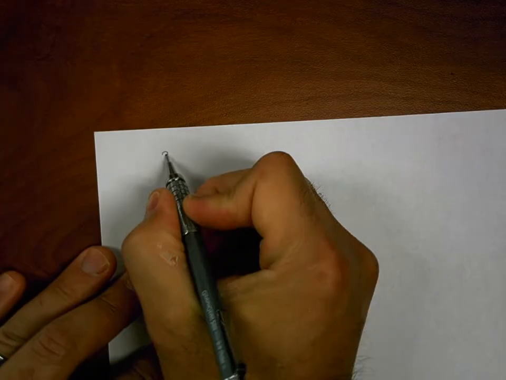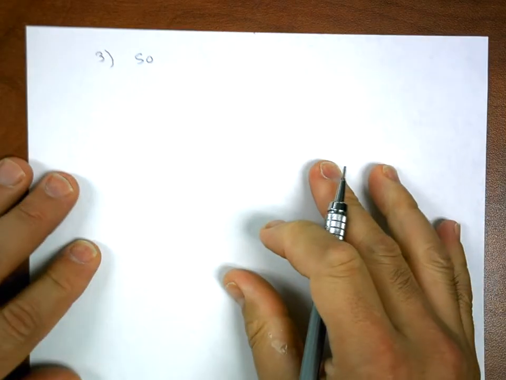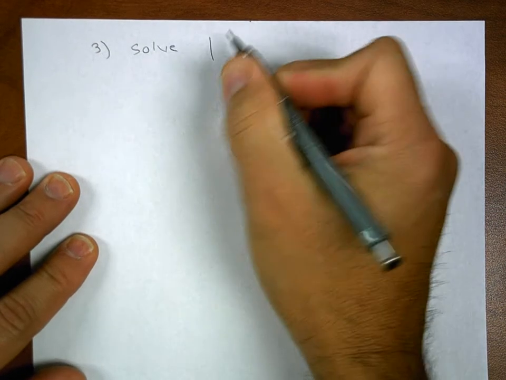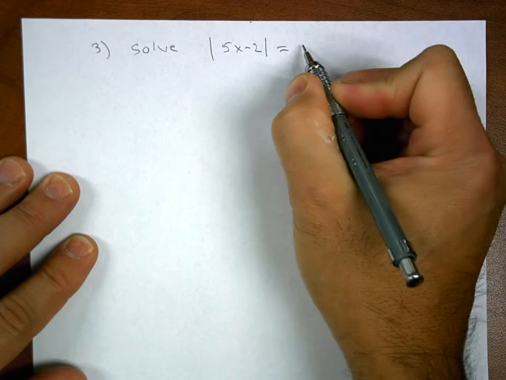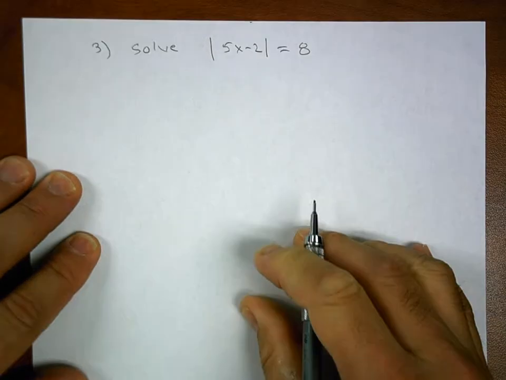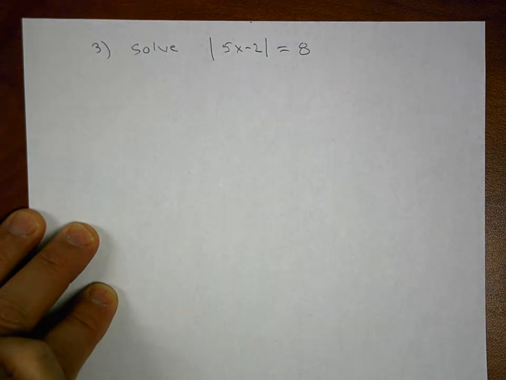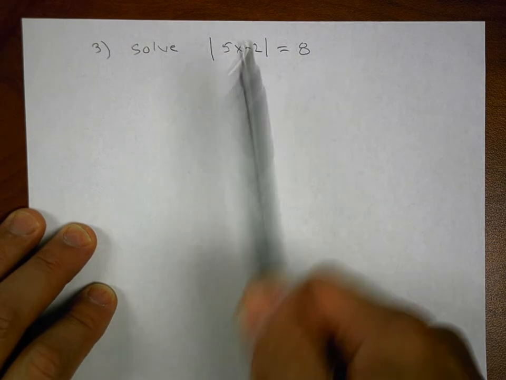Okay, so number 3. So let's go ahead and solve. We're not going to graph it. So let's just solve. Absolute value of 5x minus 2 is equal to 8. So do you think we're going to get some answers for this? Yeah, because absolute value, we can get some answers here. So let's go ahead and do our setup.